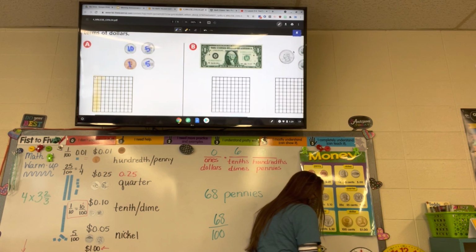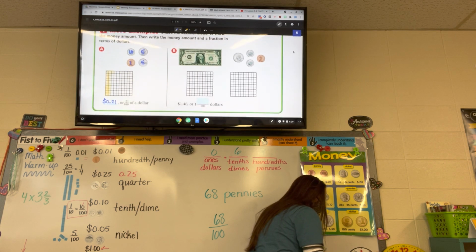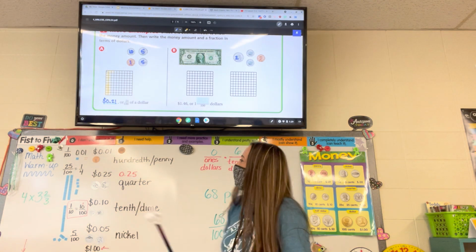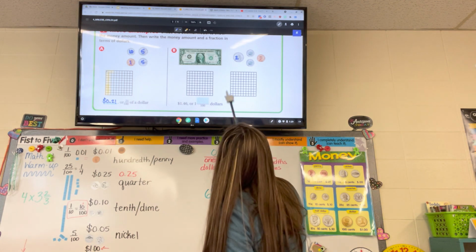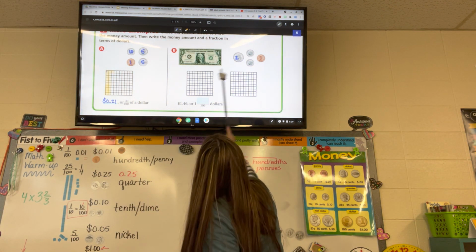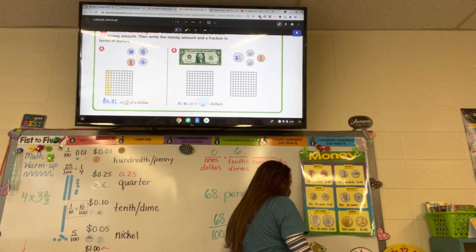On the next one, on B, we have $1, and then what is the first coin? A nickel. Quarter. That is a quarter. What? Guys, it's bigger. It's way bigger. Look at the picture. Okay, 25.